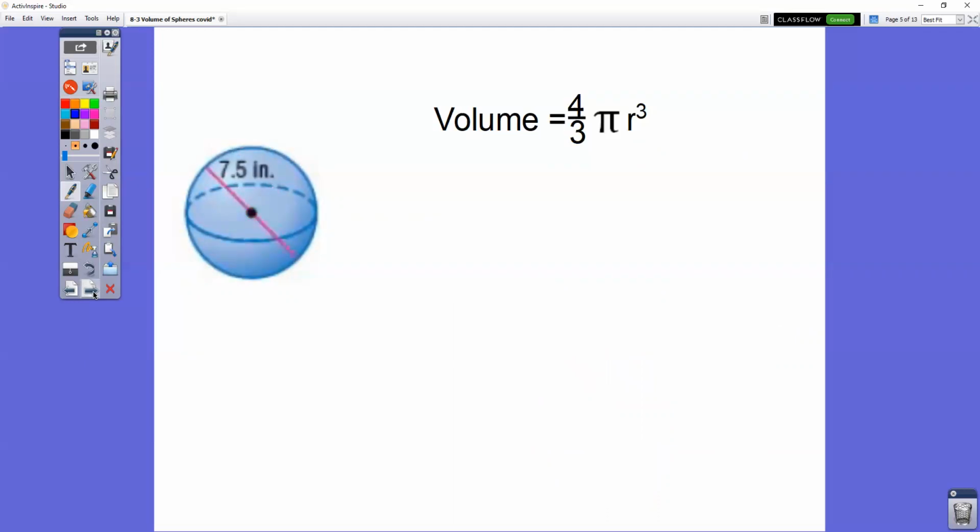That 7.5 is going all the way across our sphere, right? That 7.5 is going all the way across. Go ahead and try this one, please.